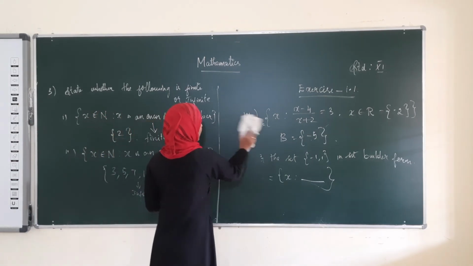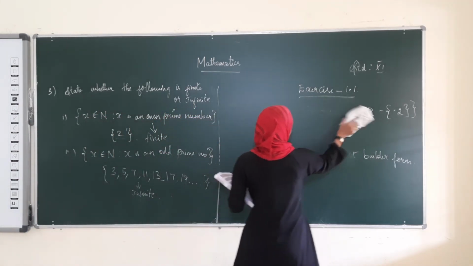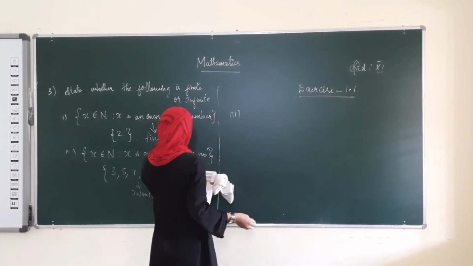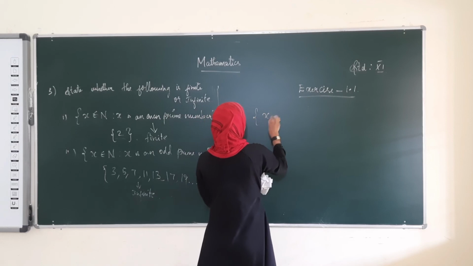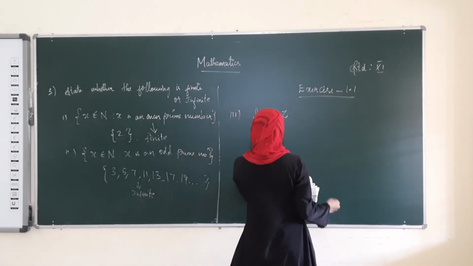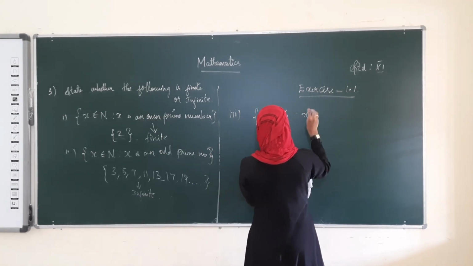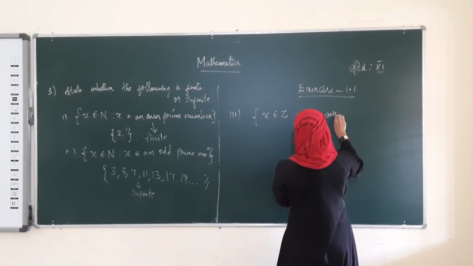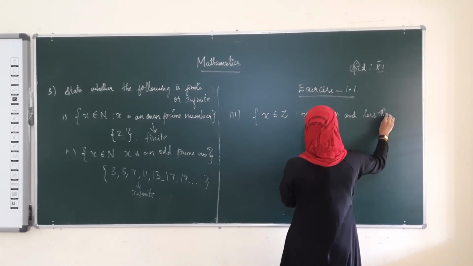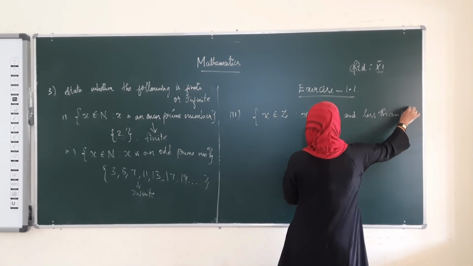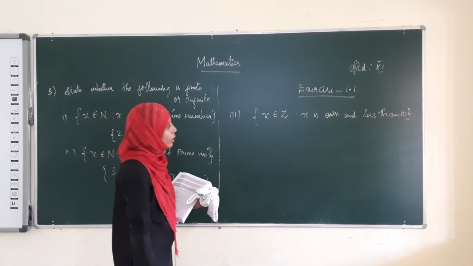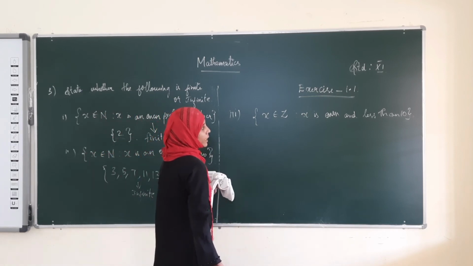Okay. See the third one. What is the third one? x belongs to Z. What is Z? Z is the set of all integers. Then x is even and less than 10. Okay, so it is a set of all integers. x must be even and less than 10.